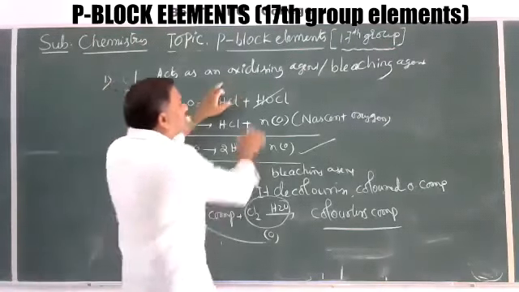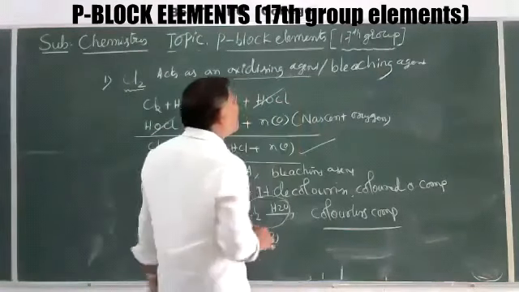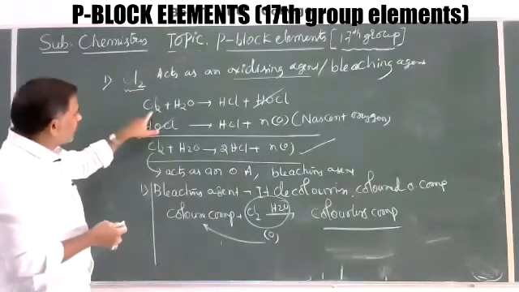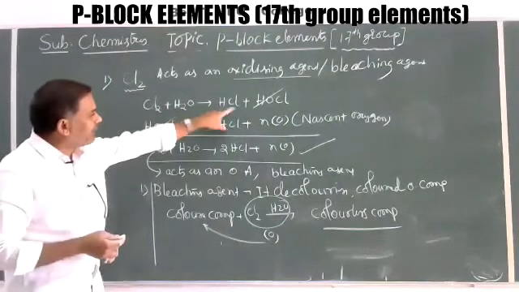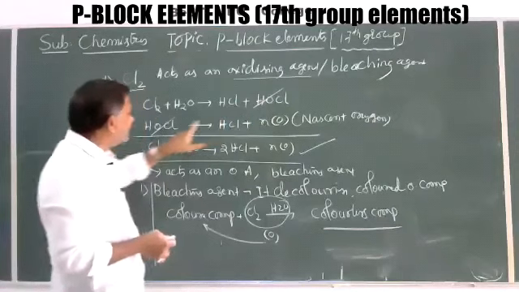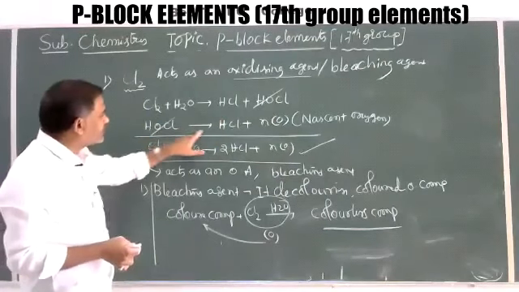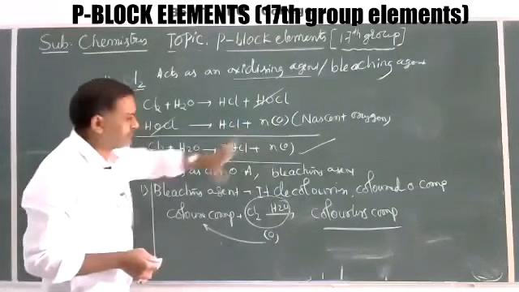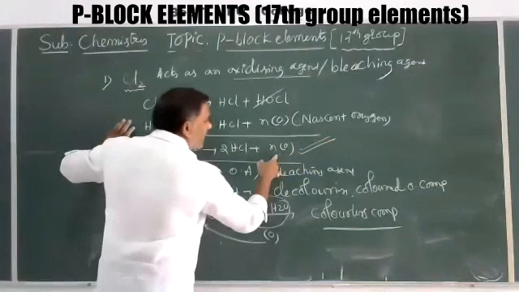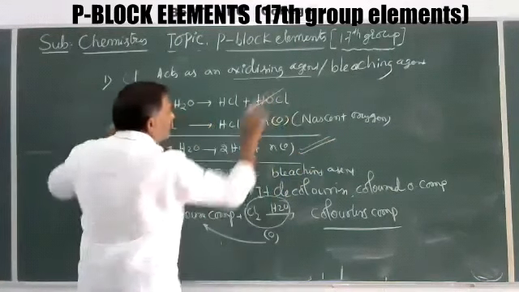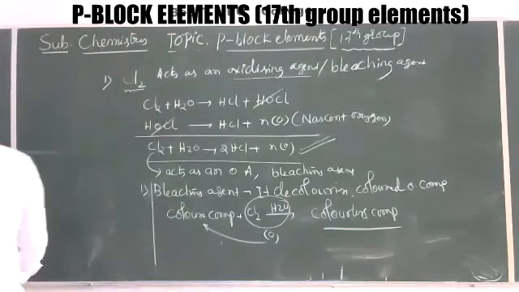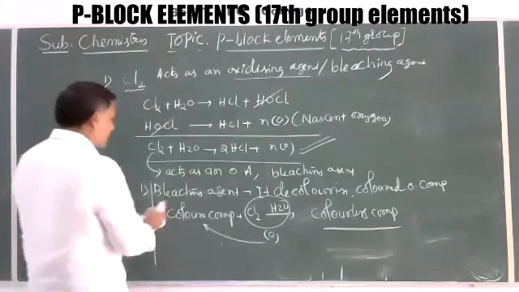Now, some important oxidizing properties are there. We'll discuss 2 to 3 important oxidizing properties on the basis of these chemical reactions. When chlorine is dissolved in water, it gives hydrogen chloride and hypochlorous acid. Again, this hypochlorous acid decomposes, it gives hydrogen chloride and nascent oxygen atom. So due to the evolution of this nascent oxygen, it acts as both an oxidizing as well as a bleaching agent. Then some important oxidizing properties on the basis of these.